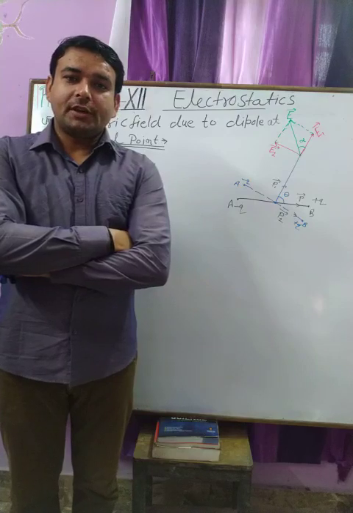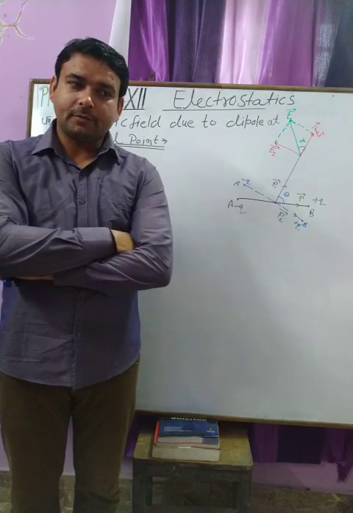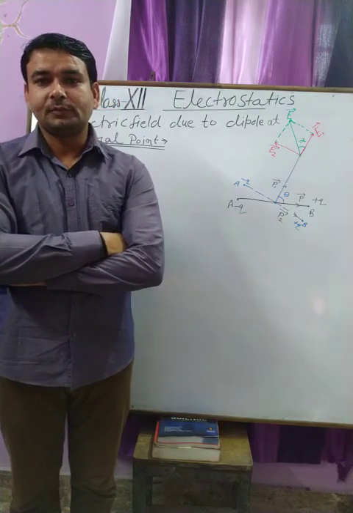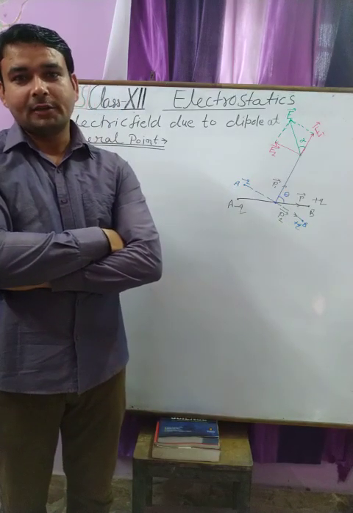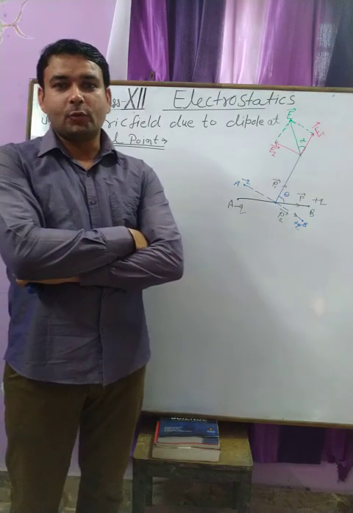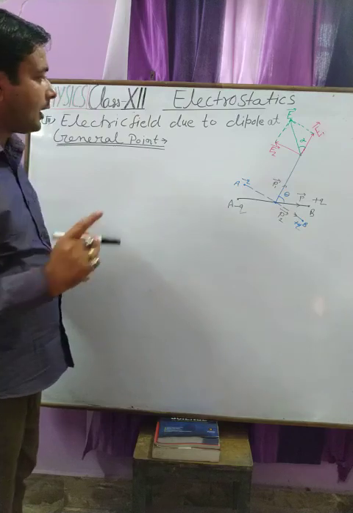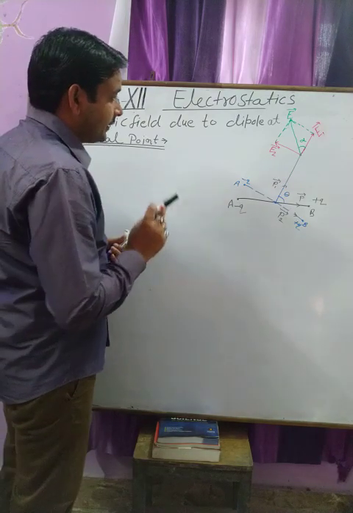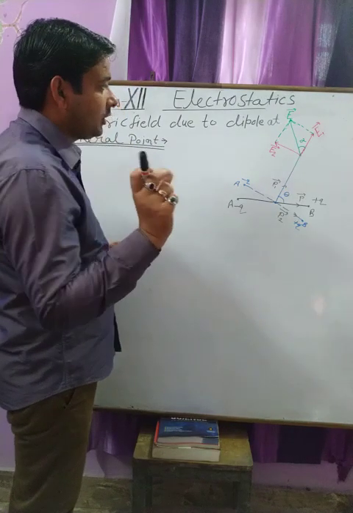In the last lecture, we calculated the electric field for a dipole at an axial line and an equatorial point, or equatorial line. Now we are determining the electric field due to a dipole at a general point. For this, I am making a diagram to understand how we calculate the value of the electric field due to a dipole at a general point.